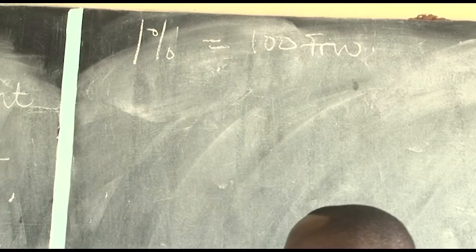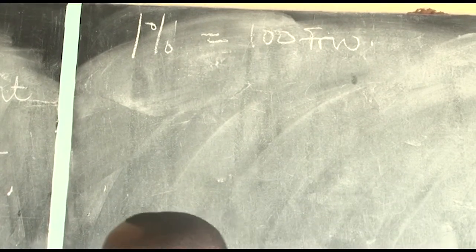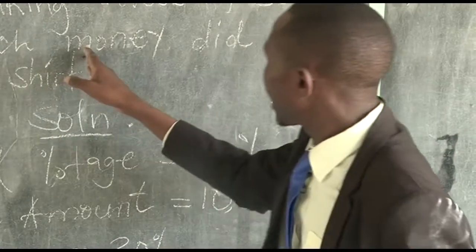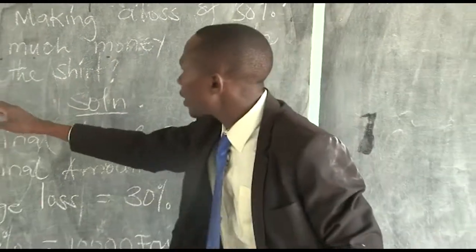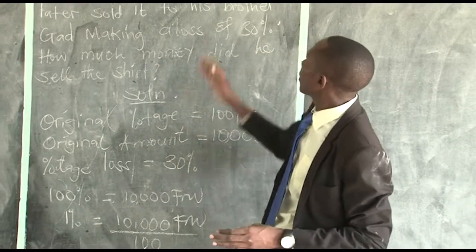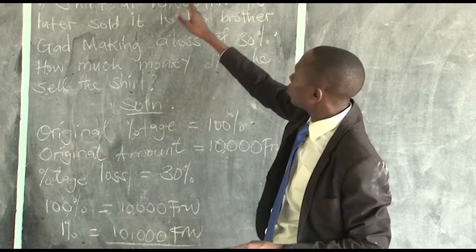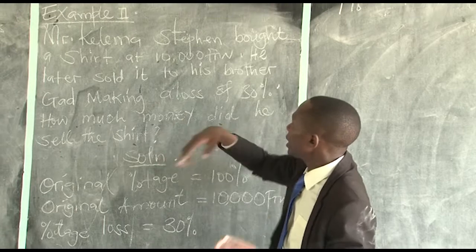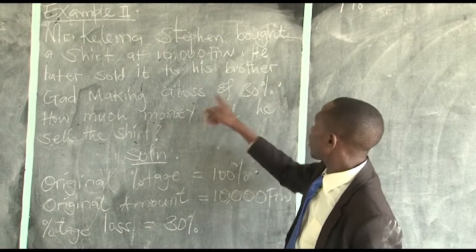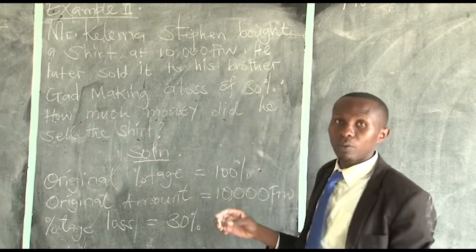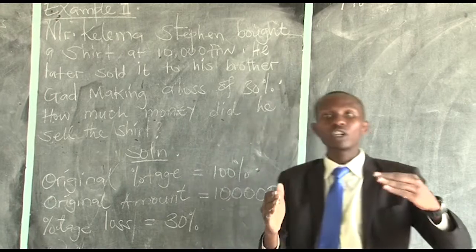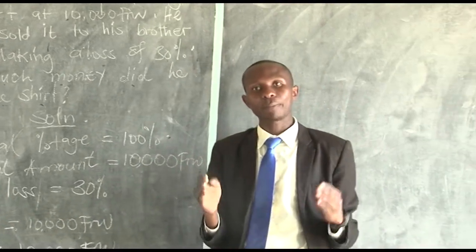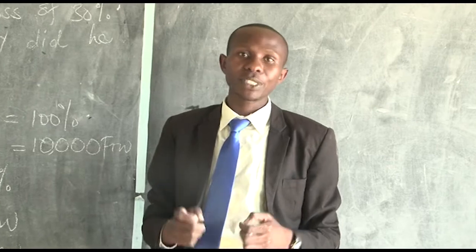Now, let's look at this. What does the question want us to do? They say, how much money did he sell the shirt? But remember, when he bought the shirt, he bought it at 10,000. And when he was selling it, he made a loss of 30%, okay? Now, we want to find the loss. Which loss did he make? He made a loss of 30%. We know 1% is representing 100.